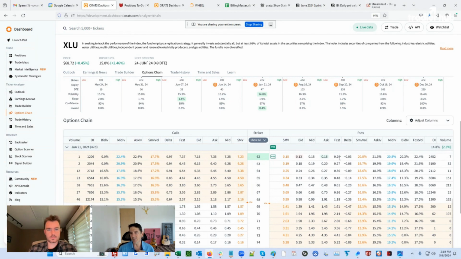And then the forecast can be off quite a bit sometimes, just because we're forecasting higher volatility. We're forecasting 22 vol in this skew, rather than what is the mid, 20.8. So we're a little off from there.